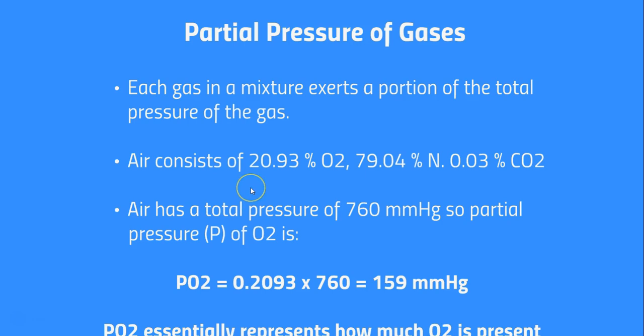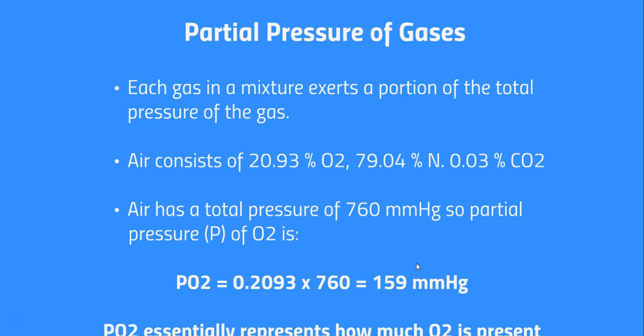Now if we know that the total air pressure is 760 and we know that 21% of that is oxygen, we can actually work out what the percentage of oxygen is in terms of a pressure component. So 21% of the total air pressure would be oxygen pressure. And in this case, if we take 21%, times it by the total air pressure, we find out the amount of pressure that oxygen is responsible for is 159 millimoles of mercury.